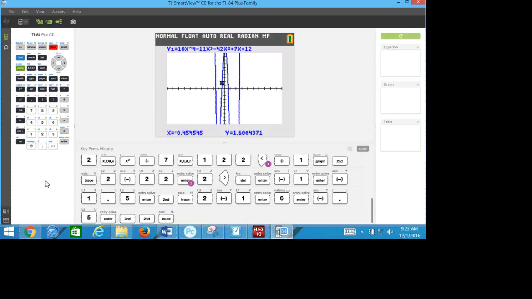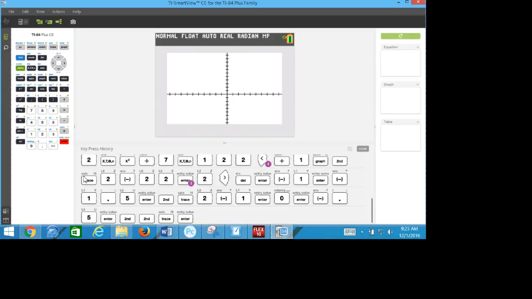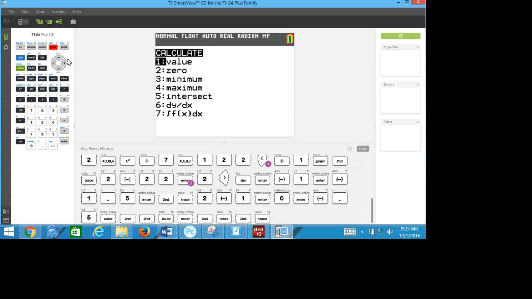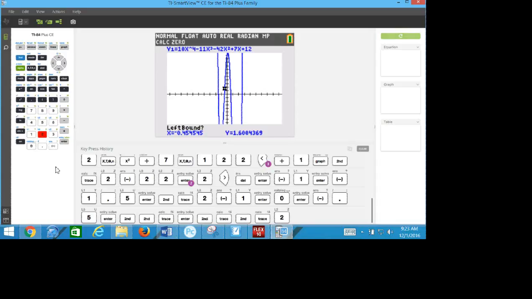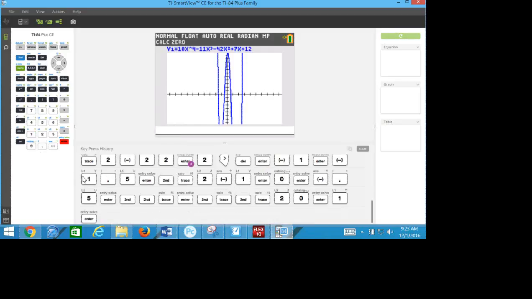So 0 is to the left. It's okay if you're watching me instead of doing it because of speed. I forgot to do second trace. Second trace. 0. I pick 0. And then I'm going to pick 1. And I'm going to pick 0.5.